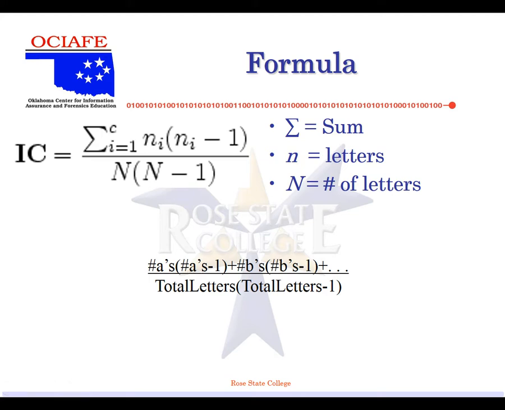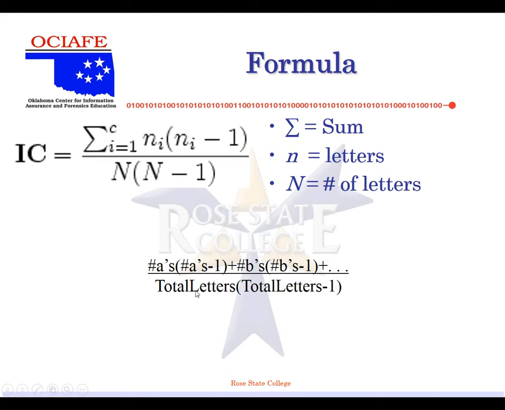So, if I have 5 A's, it would be 5 times 4. 20. Talking basic math here. So, if there's 5 A's, it's 5 times 5 minus 1, which is 4, 20. Plus the number of B's times the number of B's minus 1. Plus the number of C's times the number of C's minus 1. So continuously. Keep going. Okay?